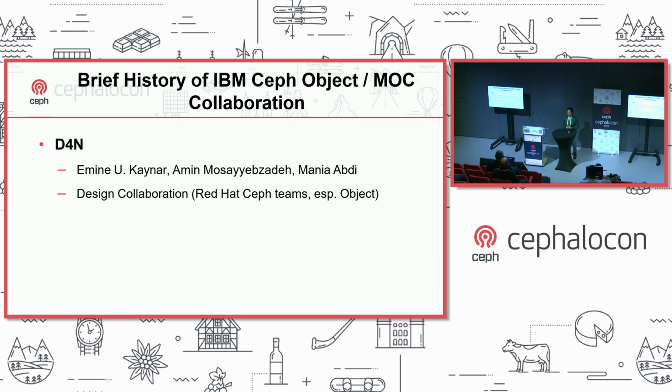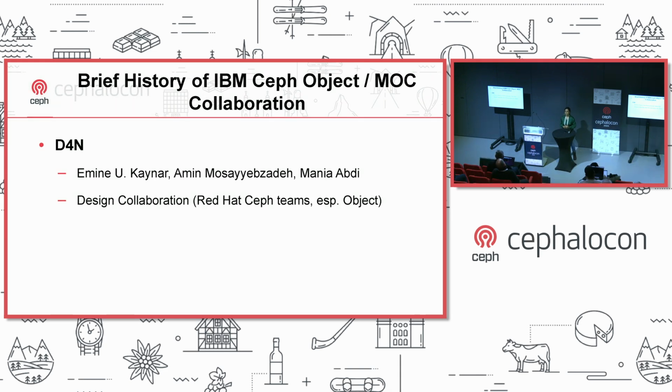So D4N is a research collaboration between the MOC students at the Boston University and the Ceph RGW team at Red Hat, which is now IBM. And it is based on the PhD dissertation of Emin Kenar. And there's another interesting PhD dissertation called the Caris Prefetcher, which is by Mania Abdi, which I'll be discussing in one of the slides later.